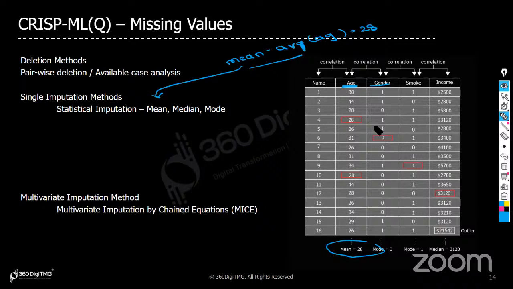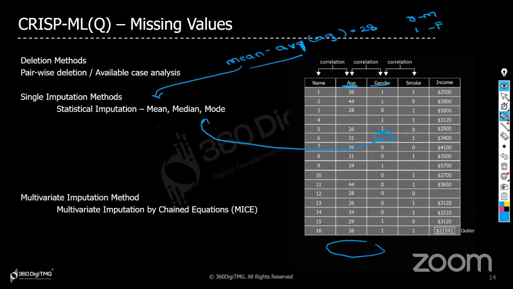Imagine when you have such type of data, what can you go for? You can go for mode, because whatever value is repeating the most times. Here we can see most of them are zeros instead of ones. So we will replace the missing value in that column with the mode. This is called mode imputation.